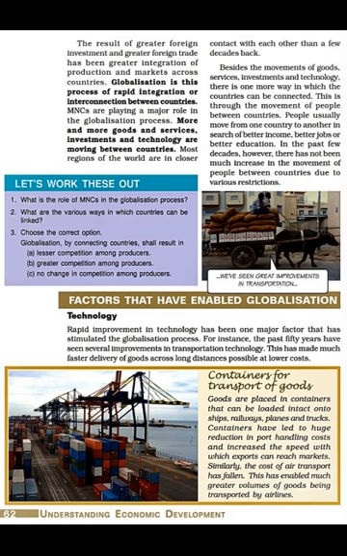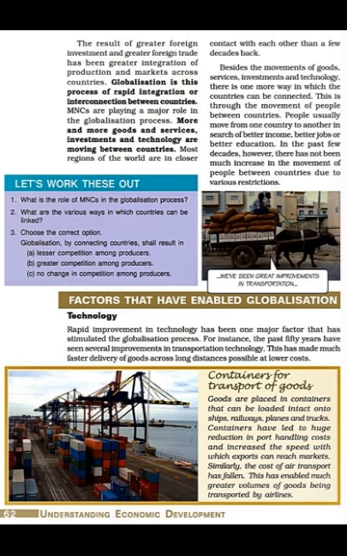Now we have to see the factors that have enabled globalization. We are saying globalization is there, investment is increasing, MNCs are coming, foreign trade is increasing. So which are the factors that have enabled globalization? First is technology, and within technology, improvement in the means of transportation, and information and communication technology. The role of this technology is very important, which led to the integration of the markets. So first is the rapid improvement in technology.